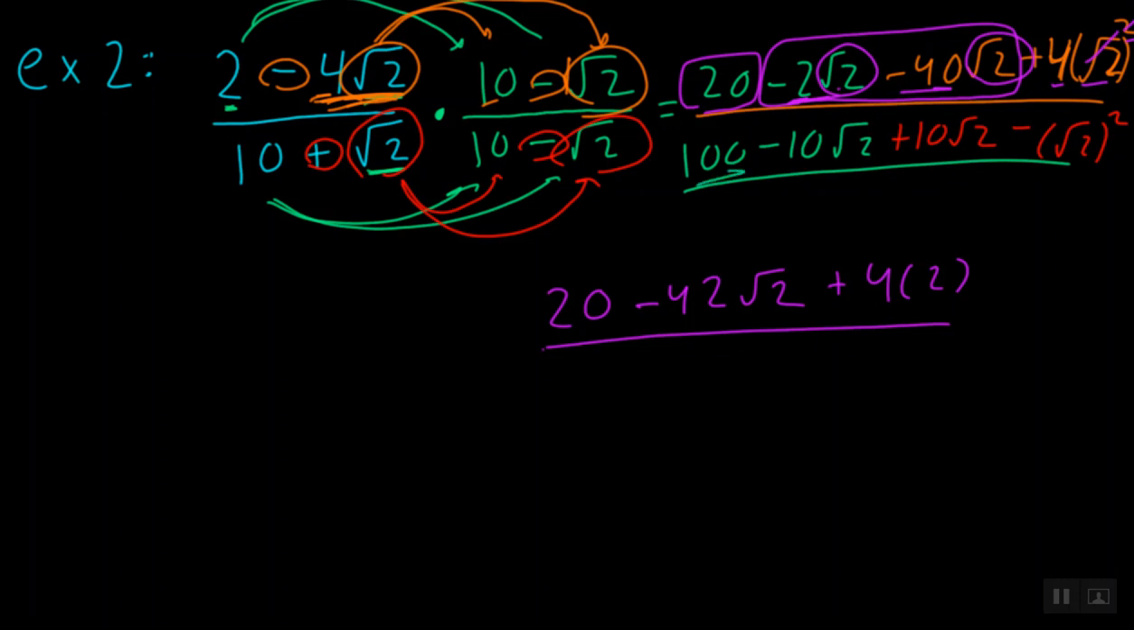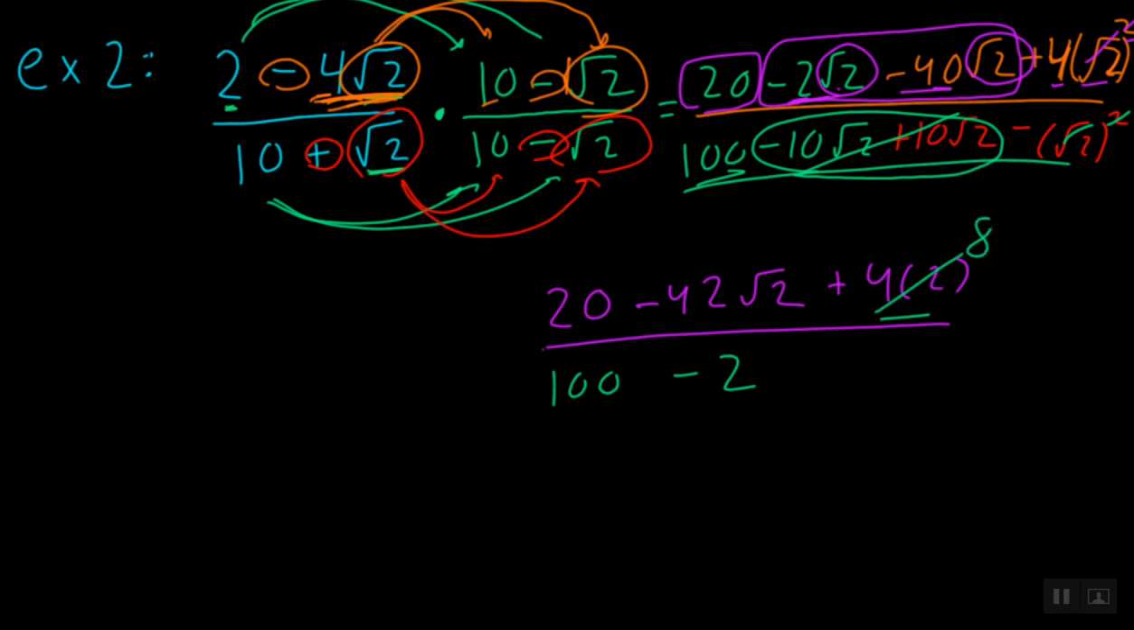We have 100. And here we have negative 10 square roots of 2 and positive 10 square roots of 2. And of course those cancel. And the square root and the square cancel. And we have minus 2. Okay. Now I want you all to see one other thing here. 4 times 2, let's just call that 8.